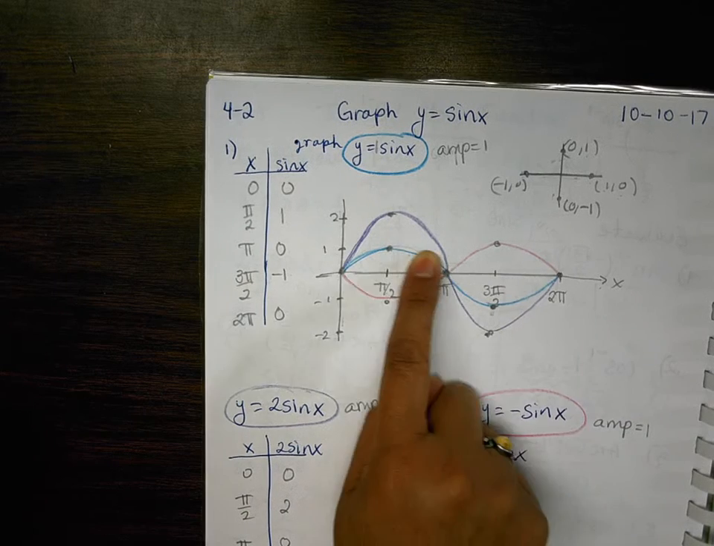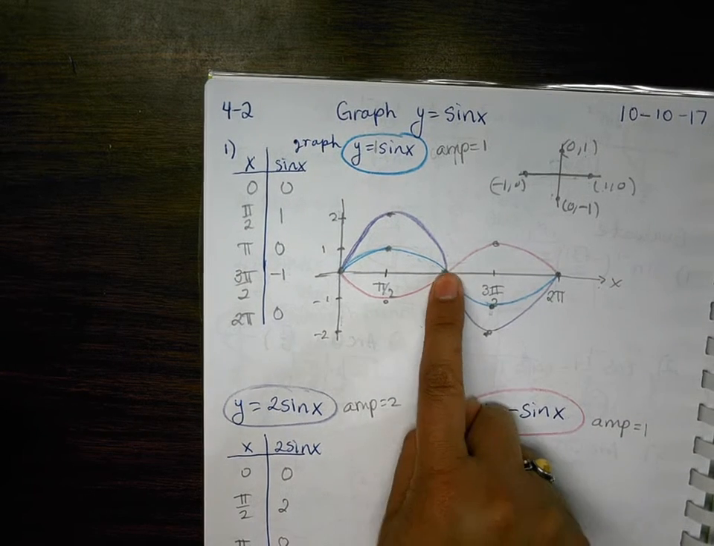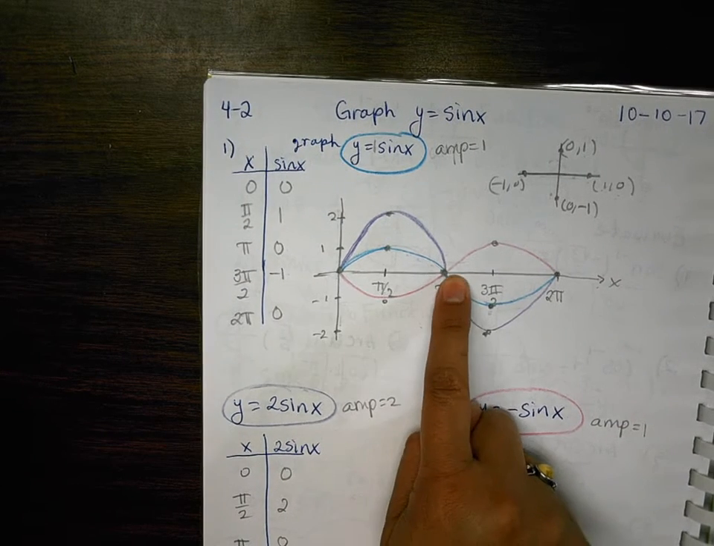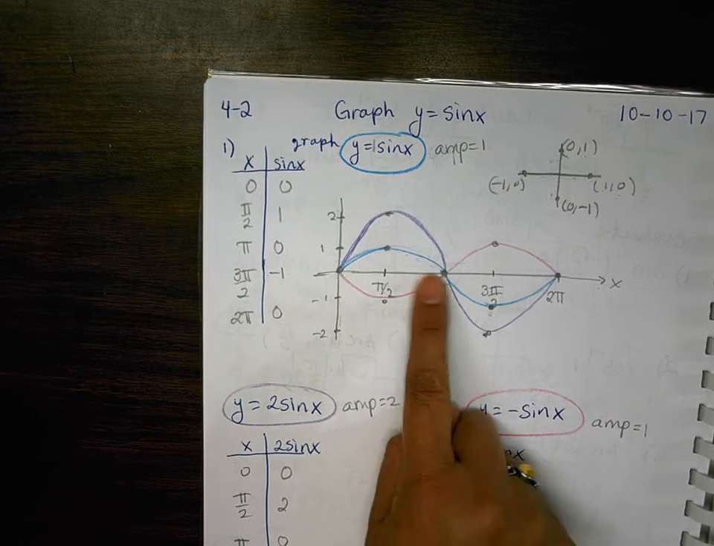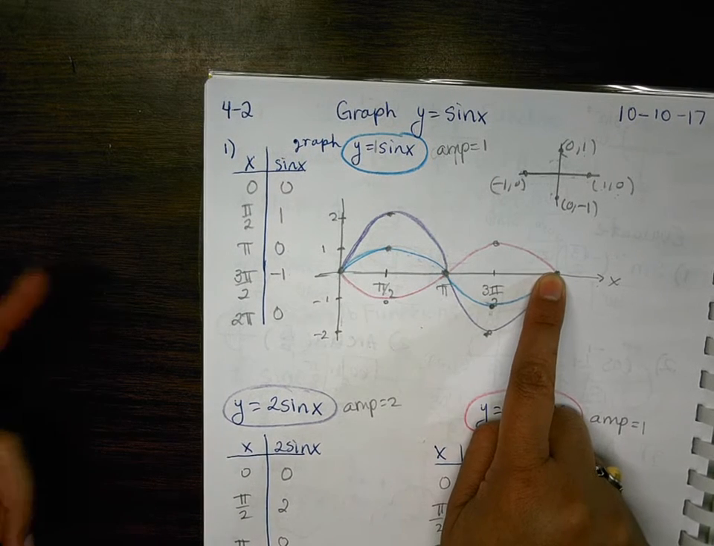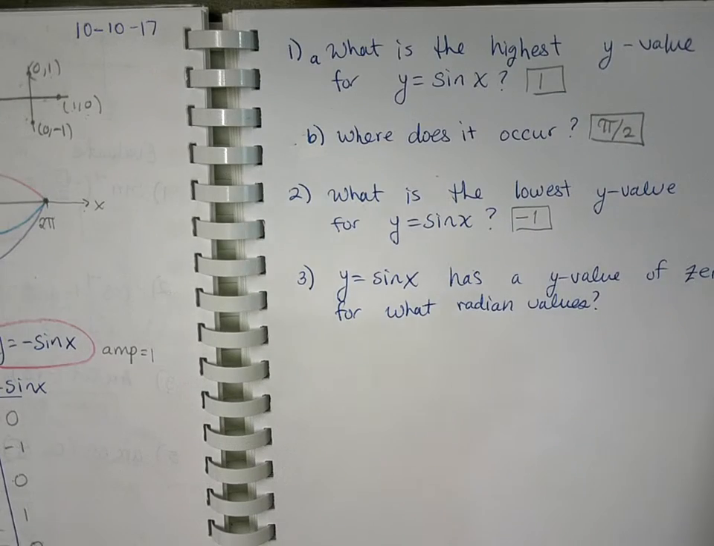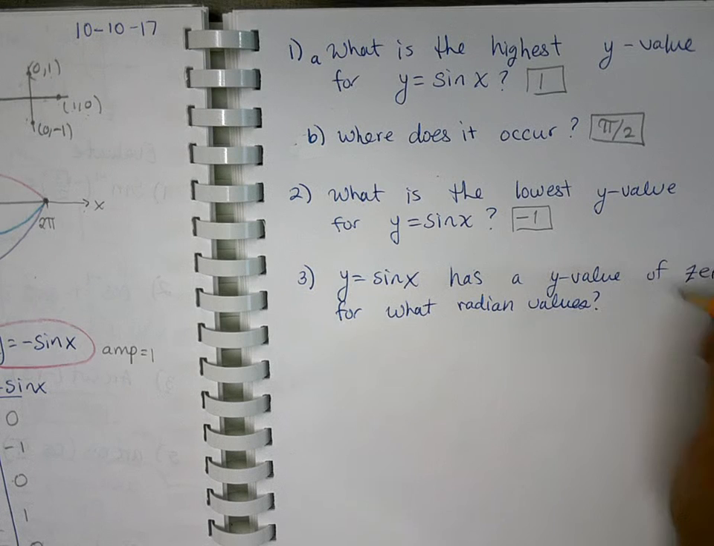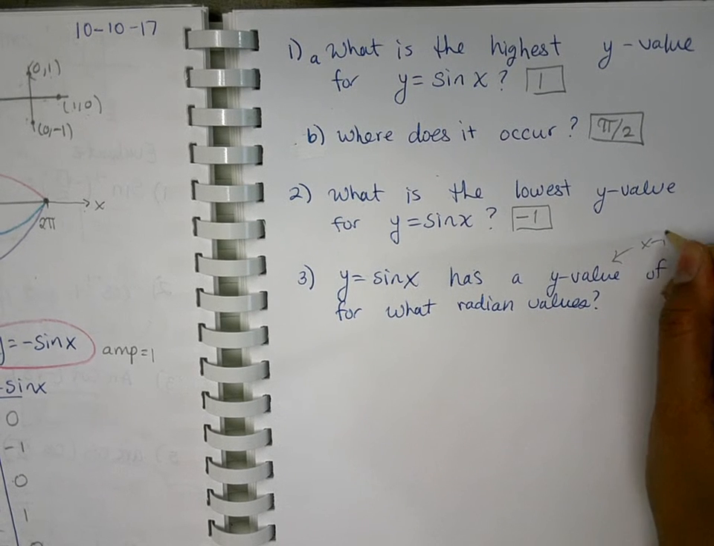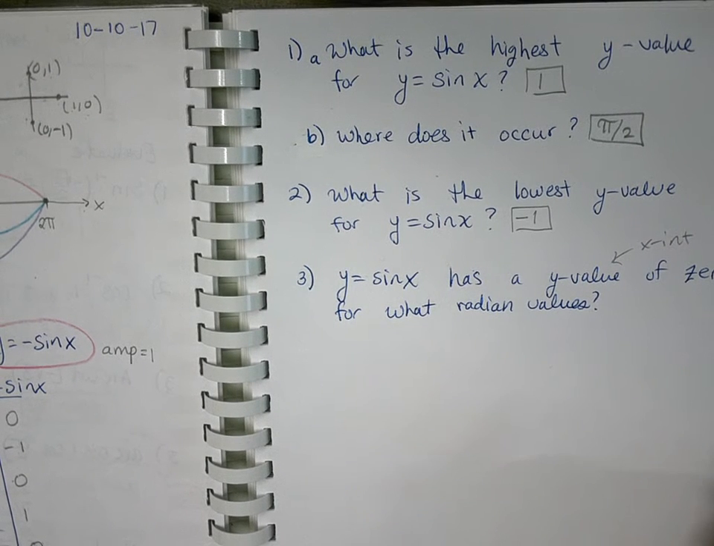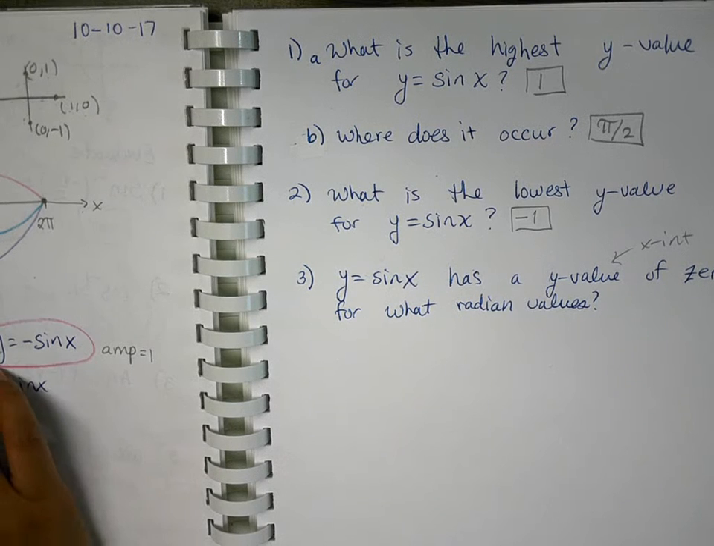I just called them zeros, which is another way you'll hear it. What else are these called? X intercepts. X intercepts, your roots, your zeros. So pay attention to the different ways they're going to ask for it. All right, so they're asking here for the x intercepts, and how many do we have? 3. So where do they occur?